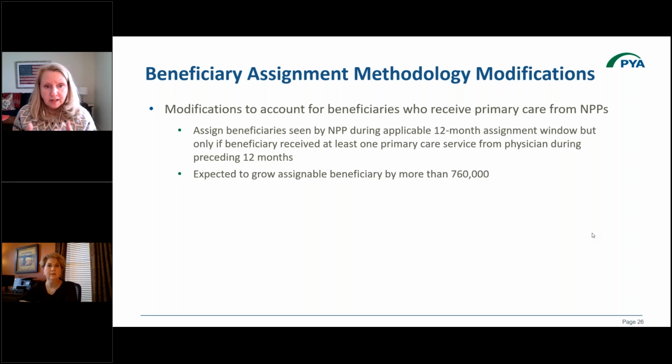So this change in the assignment methodology to begin in 2025 is that we will now assign individuals who in the last 12 months have been seen by an NPP, and we will calculate plurality of primary care services in that 12 months. But there's always a but. To be eligible for a beneficiary to be attributed based on an NPP providing plurality of primary care services, we will look back another 12 months to ensure that there was a visit with a physician. Okay. So they're looking for that team-based care.